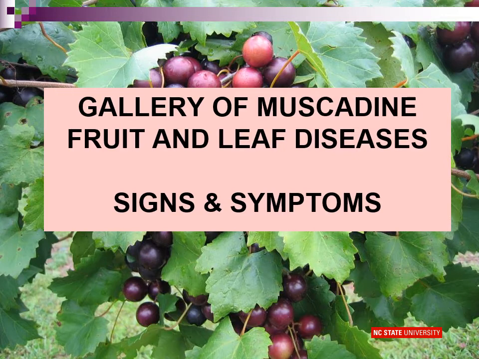Now I'd like to talk a little bit about fruit and leaf diseases. These are the diseases that we manage on mature, healthy muscadine vines over time. These pathogens build up on the muscadines, and so we'll take a look at what the fruit and leaf diseases look like, and then we'll talk about what you can do about them.